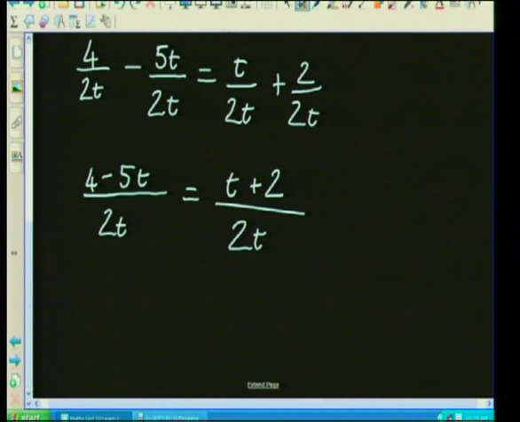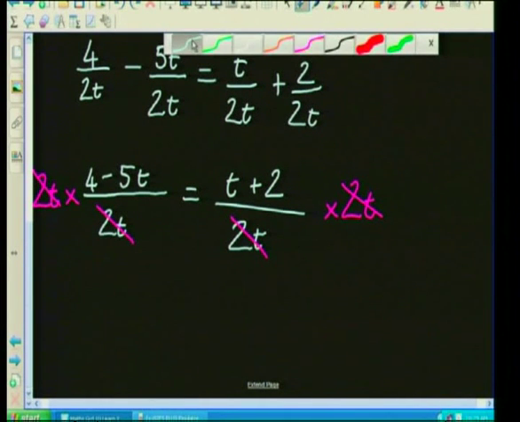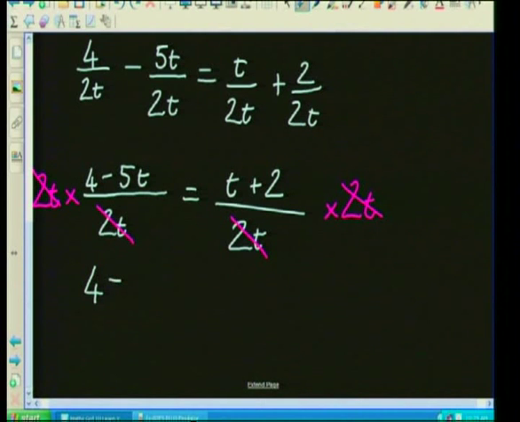Now remember that you don't need to show that you are multiplying both sides by 2t. But because I am a great teacher, I'm showing you how to do it. 2t will then cancel with 2t. And because we've changed the equation on both sides, it remains the same value. So we've multiplied by 2t on both sides, keeping the equation the same value. And we now have 4 minus 5t is equal to t plus 2.